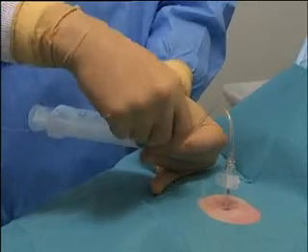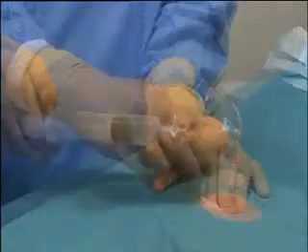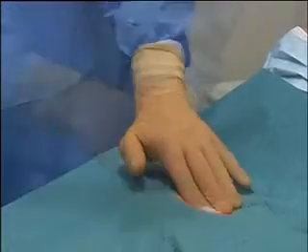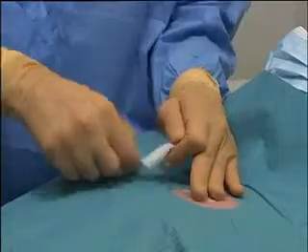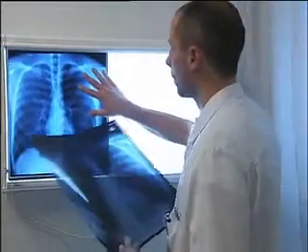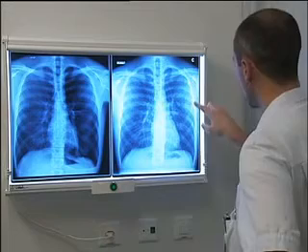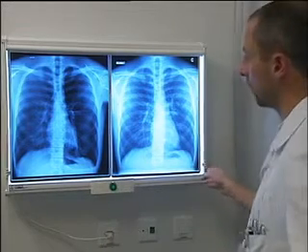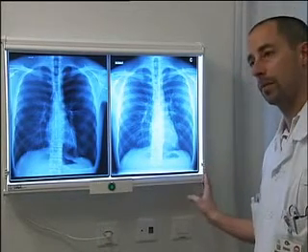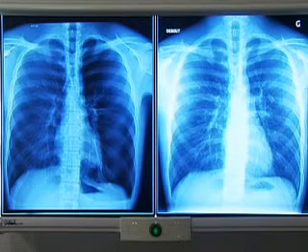Continue manual aspiration until you cannot aspirate any more air. Remove the catheter, put a sterile dressing on the site of insertion, and order a post-procedural chest radiograph to be obtained with the patient in an upright position. When needle aspiration is successful, the patient's symptoms will improve, and no pneumothorax or only minimal residual pneumothorax should be visible on the post-procedural chest film.